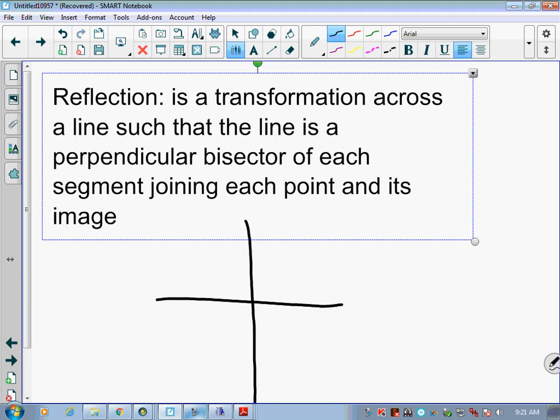So let's go back to our ABC triangle, where that is my pre-image. Now, I can reflect this across the x-axis, or I can reflect it across the y-axis, where that's going to be a perpendicular bisector. If I reflect this, think of a mirror. Things are going to show up in opposite position.